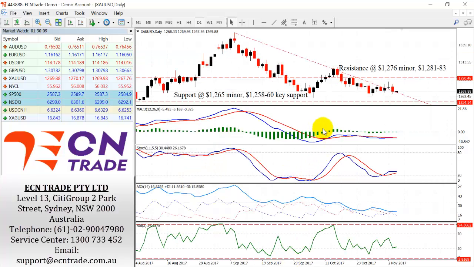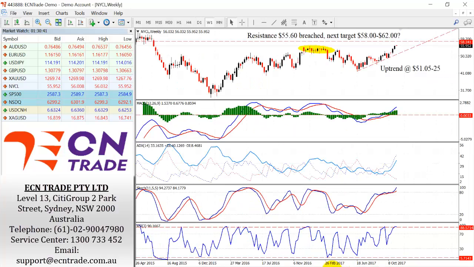The gold outlook is still bullish, even though it did fall $10 from the high of 1,280 on Friday to where we're trading now at 1,269. My strategy is still to buy dips. And while we still maintain above this trend and also above the key line at 1258.60, then I'm still looking for a move up towards 1276, 1281 to 1283, which could extend towards 1290. So as I mentioned, the strategy is to buy on dips, either towards 1265 or from that 1258.60 level.